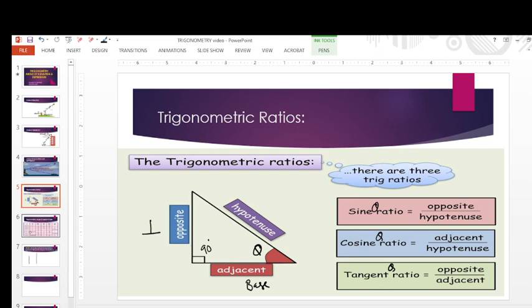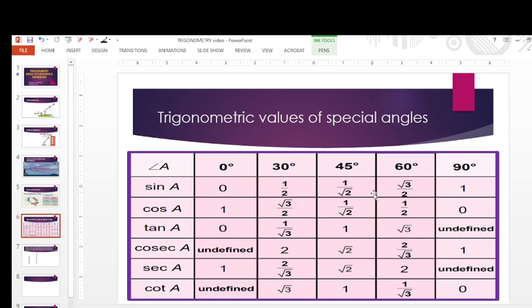So let's see now the trigonometric values of special angles. That is also required in every question. So what are these? Suppose sine, these are the different angles. Sine of 0 is 0, sine of 30 is half, sine of 45 degrees is 1 by root 2, and sine of 60 degrees is root 3 by 2, sine of 90 degrees is 1. You must learn all these values by heart.